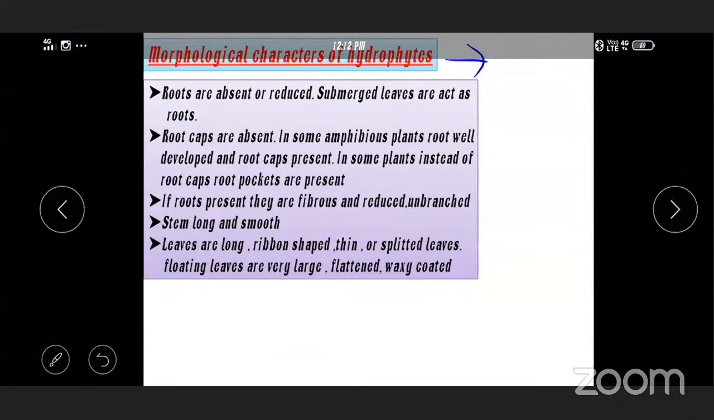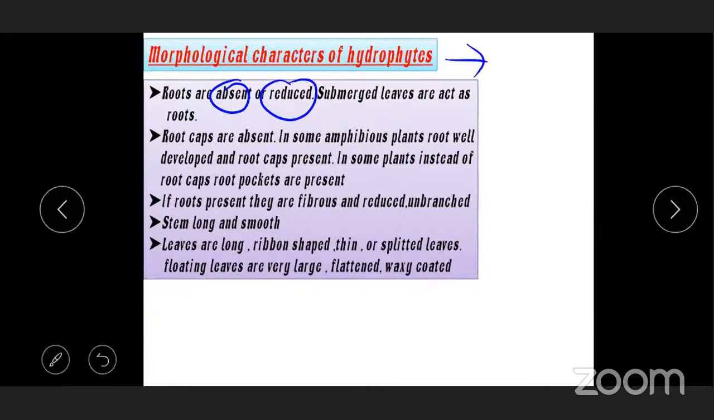That is why roots are absent or reduced, because those plants are totally present in water. What is the function of root? Absorption of water. There is no need of root because the hydrophytes are already present in water. That is the reason.